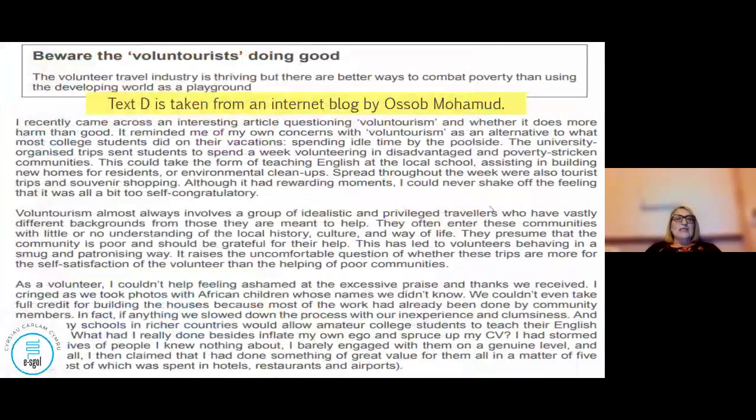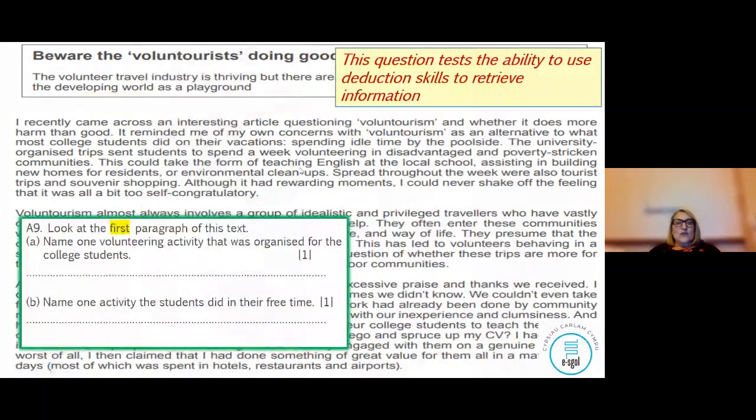Okay, so the next text is taken from an internet blog. It's still talking about volunteerism. The first question here is: look at the first paragraph of this text, and name 1 volunteering activity that was organised for the college students and 1 activity the students did in their free time.